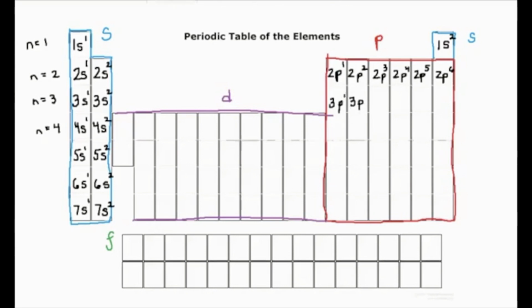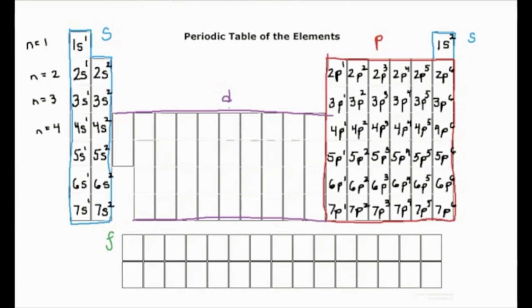Pause me, please. Now I need to do the D sublevel. You would expect this to be 4 right here because you're in the 4th principal energy level, but it actually starts as 3d1. Then everything else is the same. So 3d1, 3d2, all the way to 3d10. And then this would be 4d1, and then you can fill in the rest.